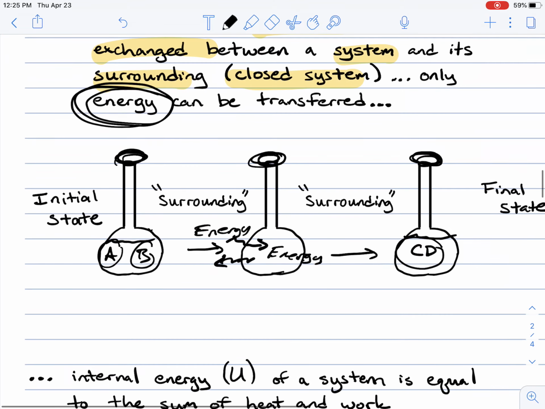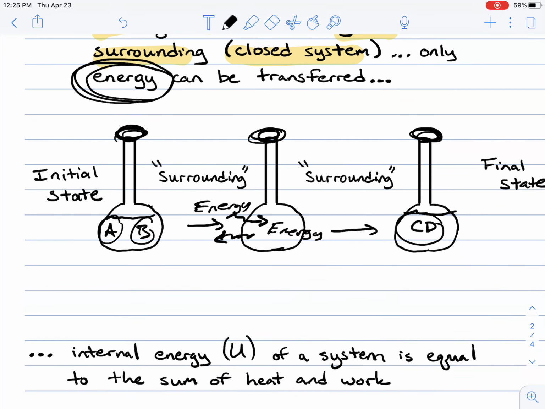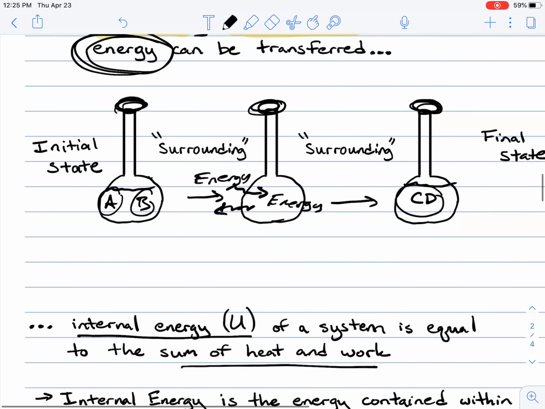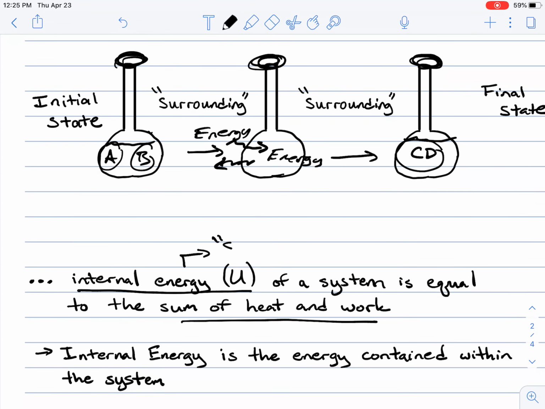Now, the really cool thing about the first law of thermodynamics is that once we know that only energy can be transferred, then we can create some type of conclusion. According to the first law of thermodynamics, the internal energy of the system can be calculated through the sum of the heat and the work performed. Internal energy is going to be one of our descriptors, our state functions. And so we can understand a thermodynamic process through the lens of internal energy.